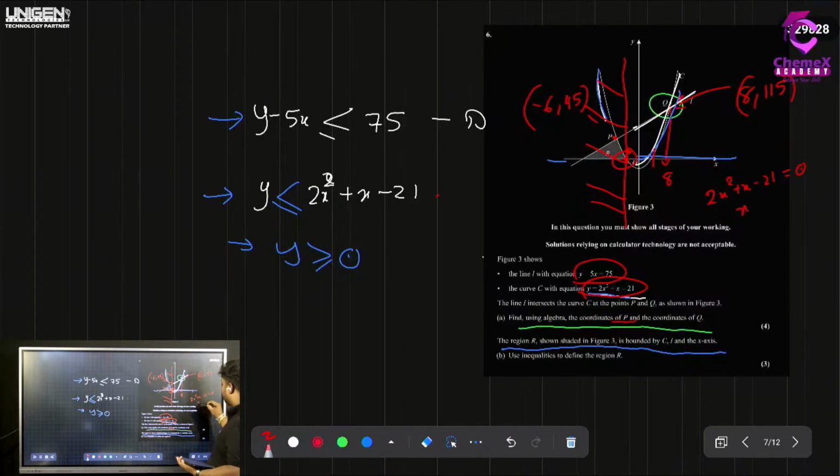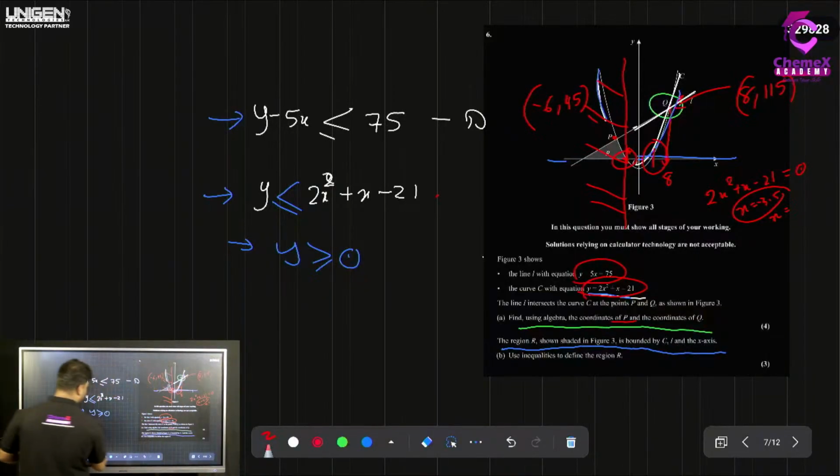So x is equal to 3.5 is one answer, and the other answer is the negative number you get. So it's going to be less than negative 3.5. So the other answer is going to be what? X less than or equals negative 3.5.